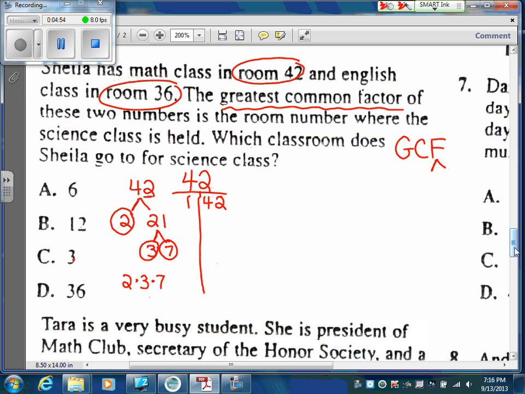Do I have a 2? Yes. So I'm going to write it, and then I'm going to cover it up. Remember, you can't see me cover it, so you're going to have to cover it with your finger. What's left? 3 and 7, multiply them, that's 21.